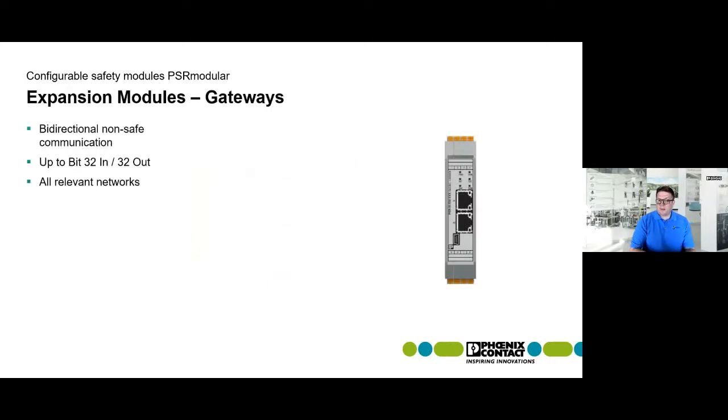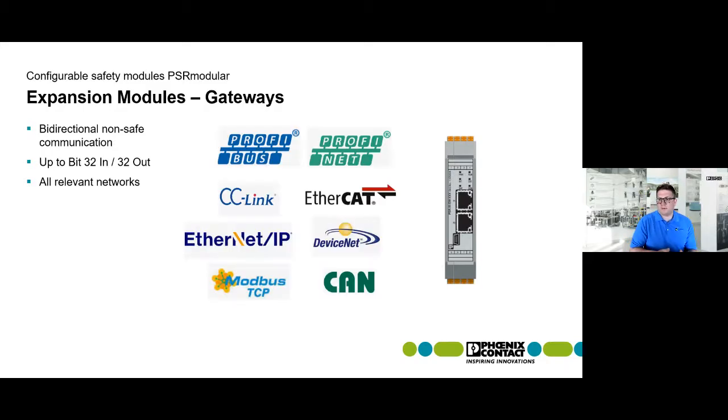So let's talk about the gateway modules. Like I said, we come with all the different protocols, all the relevant networks included: Profibus, Profinet, CC-Link, EtherCAT, Ethernet IP, DeviceNet, Modbus TCP, and CAN. This is a bidirectional unit, so not only are you sending information from the safety PSR modular to your controller for diagnostics, you're also getting information from the controller to operate really simple, non-safe types of annunciation.